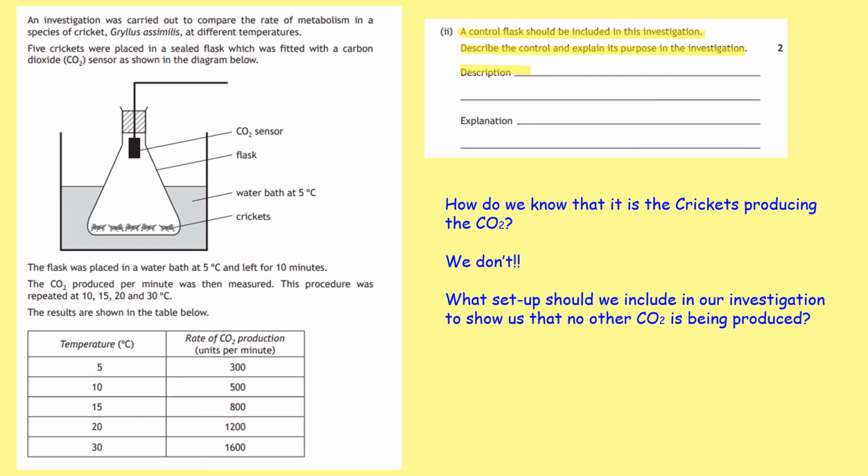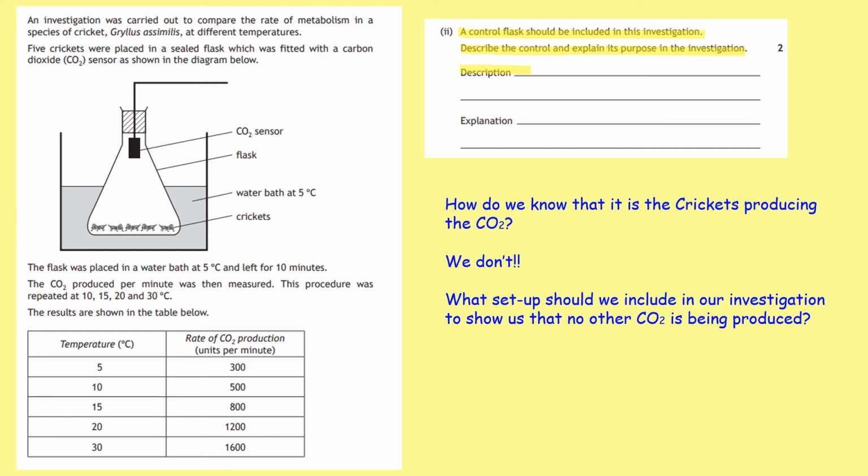And you might think, well, that's very straightforward. What we'll do is just get rid of the crickets. However, you will not get the mark if you just say remove the item that is causing the outcome. You must also make it clear that everything else in the experiment needs to be set up exactly the same, because remember, we don't want to alter any variables that could also affect the outcome.